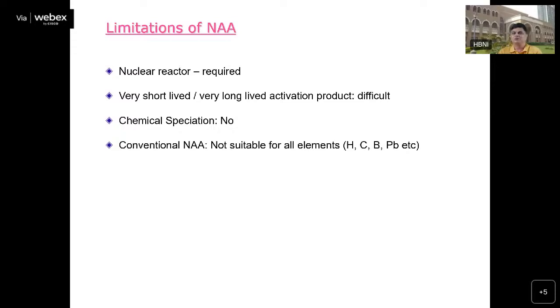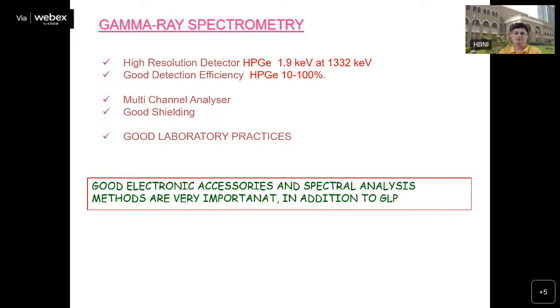And chemical species is not possible to determine by neutron activation analysis. Neutron activation analysis is also not suitable for finding light elements like hydrogen and carbon. Basically, neutron activation analysis is possible only when, because of the interaction, you can generate a nuclear element which is radioactive, so that you can do the gamma line determinations.